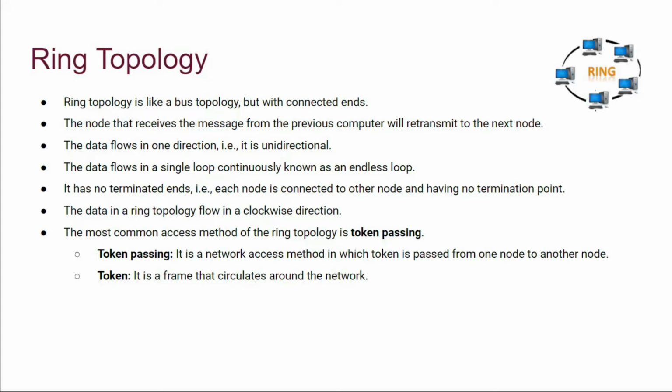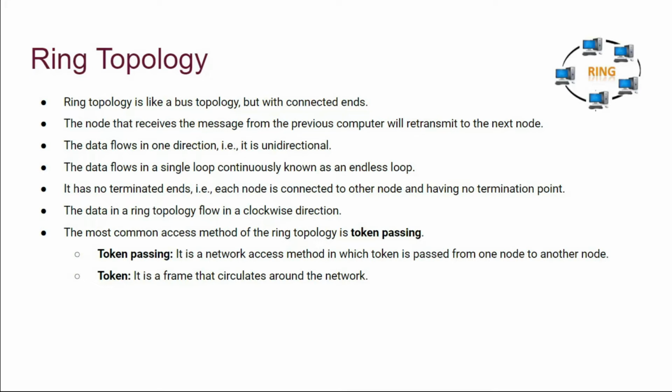So how is information passed through this ring topology? By using a method called token passing. So what is token passing? It is a network access method in which a token is passed from one node to another. When you want to convey certain information, before conveying it, we first send the token. Based on the token only, we send the information.